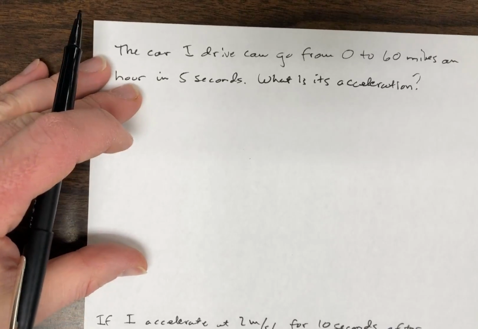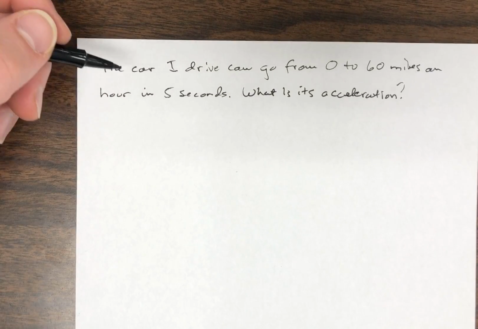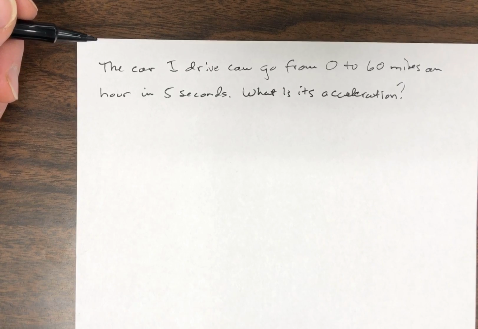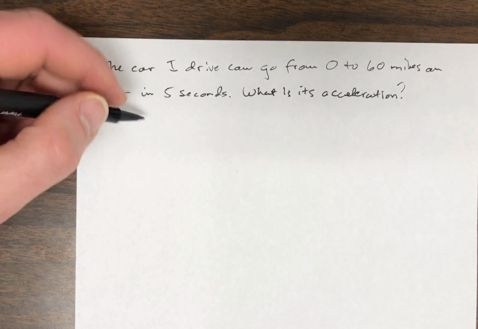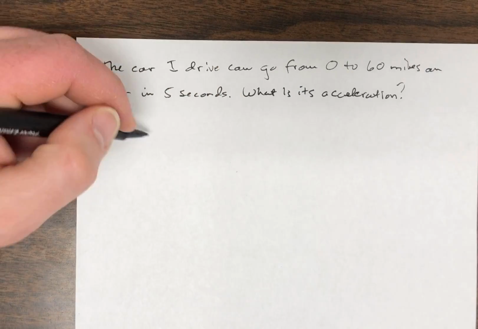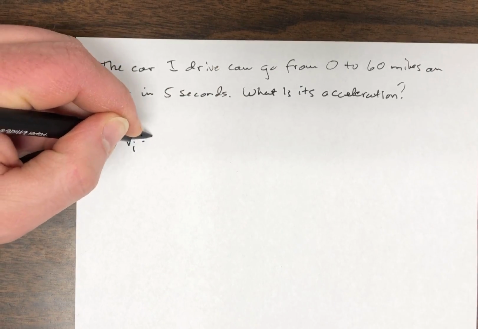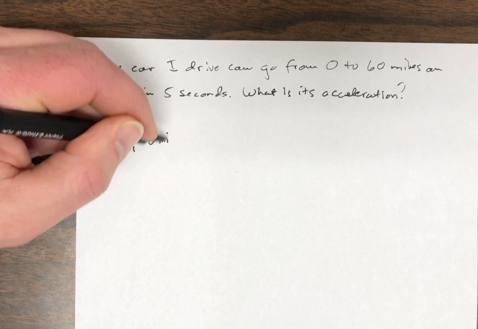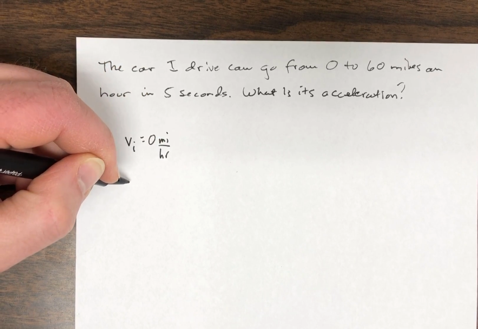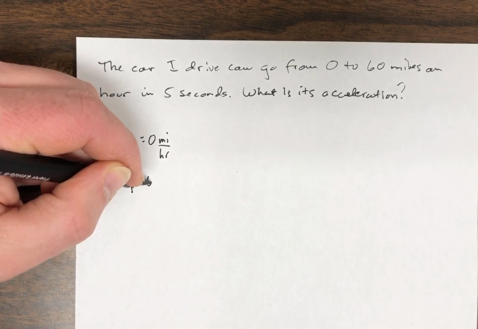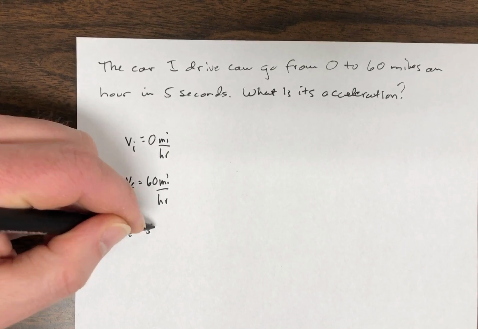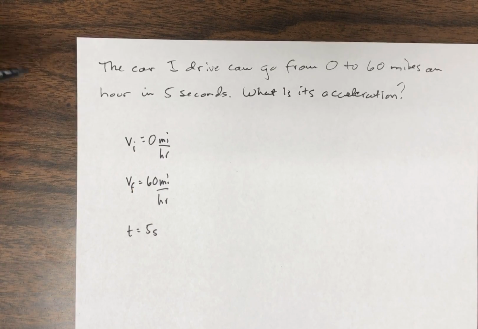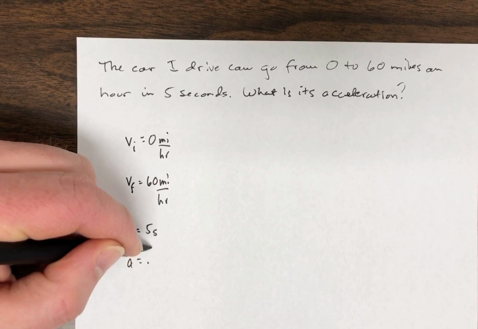All right, let's take a look at an example where maybe we have some different units. Let's say, for example, that the car I drive can go from 0 to 60 miles an hour in 5 seconds. What is its acceleration? So what is 0? 0 is where I start, so that's my initial velocity, and that's 0 miles per hour. My second velocity is 60 miles per hour. And the time is 5 seconds. The question is, what is the acceleration?